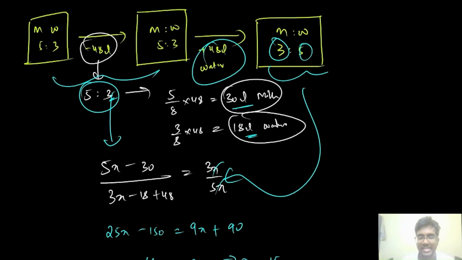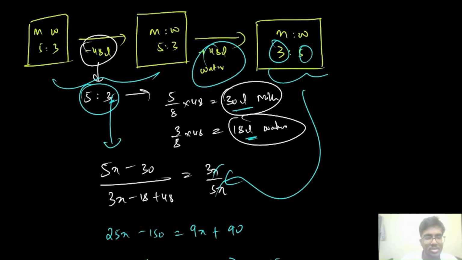Now what is the question they're asking? They're asking the original quantity. What is the original quantity? 5x plus 3x, that is equal to 8x. So the original quantity is 8 into 15, that is equal to 120 liters. This is the original quantity.